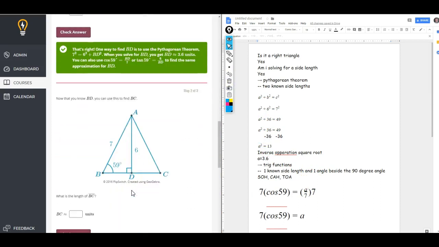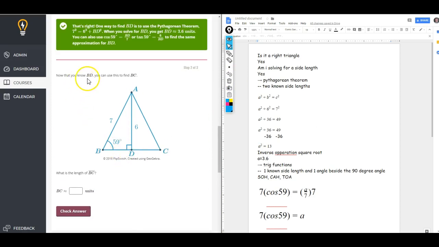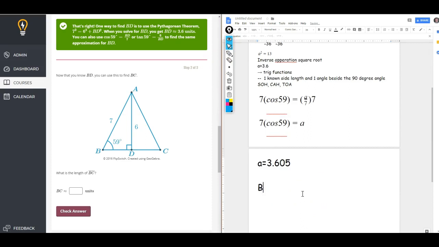Now, moving on, now that you know side length BD, you can use this to find the segment of BC because BC is equal to 2 times the length of BD because BD is half of its length. So if this is 3.6 and this segment was the same, because remember when it was given, this said it was a segment bisector, so that means it cuts this segment in half. So this is also 3.6, so 3.6 plus 3.6 will be 7.2.